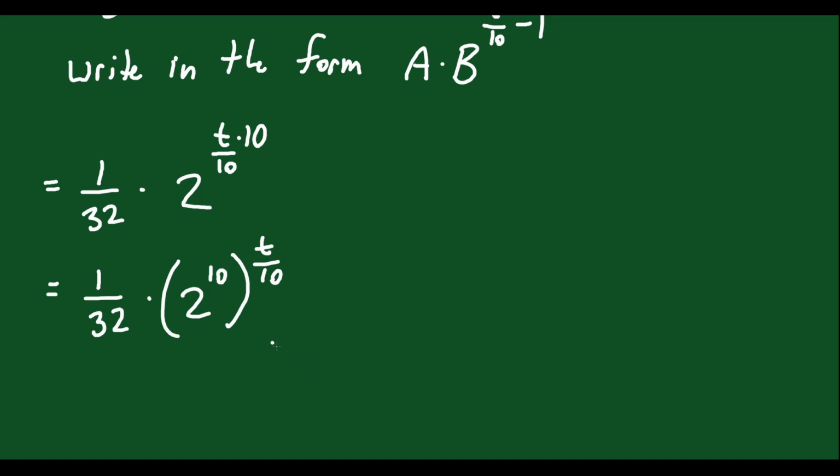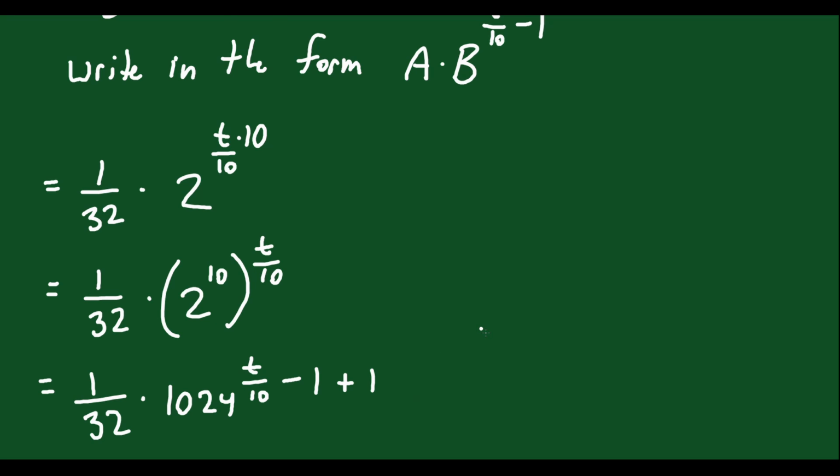So 2 to the 10 is 1024, so we have 1 over 32 times 1024 to the exponent t over 10. So I've successfully changed my exponent from t to t over 10. I'm making progress. Now, I also want there to be a minus 1. But I can't just subtract 1. I'm not allowed to just add or subtract numbers. So if I subtract 1, I also have to add 1, like that.